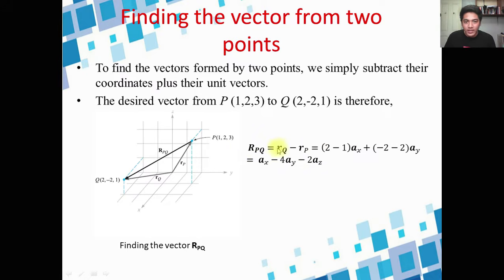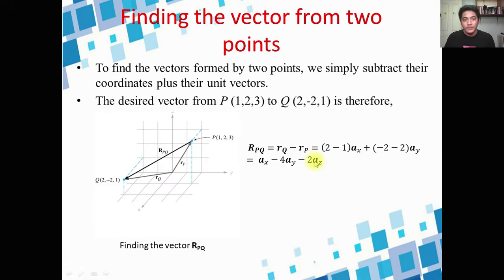Well, of course, how do we get R sub Q and R sub P? From the origin. So 1 minus 0, 2 minus 0, 3 minus 0. Okay, hence, that is R sub P, and R sub Q is this. So to get the vector emanating from P to Q, we simply subtract the coordinates, and we put the unit vectors a sub x, a sub y, and a sub z.